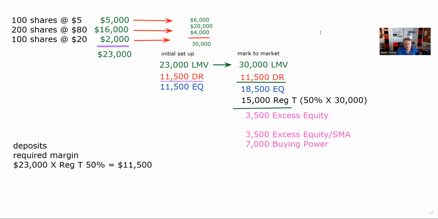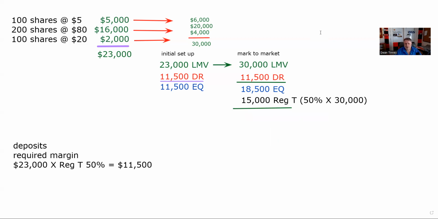Now, I don't think it'll cause you any kind of a problem, but you could just think of, for test purposes, excess equity and SMA as one and the same, but they're really not. What I do as a margin clerk is make a special memorandum to your account that today you had excess equity of 3,500: SMA, the special memorandum, 3,500. You can either have that as cash, so 3,500 in cash, or you can buy $7,000 worth of additional securities. That's called your buying power.